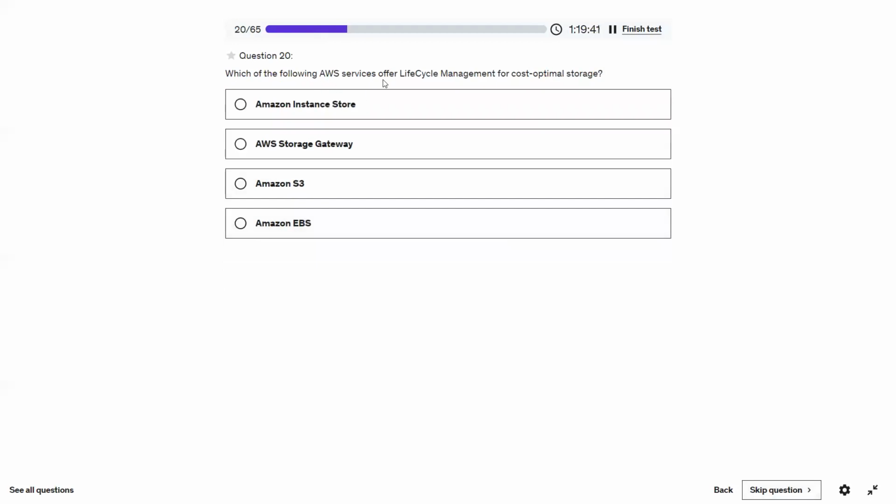Which of the following AWS services offer life cycle management for cost optimal storage? Life cycle management comes under Amazon S3. I think we have covered it in one of our videos.